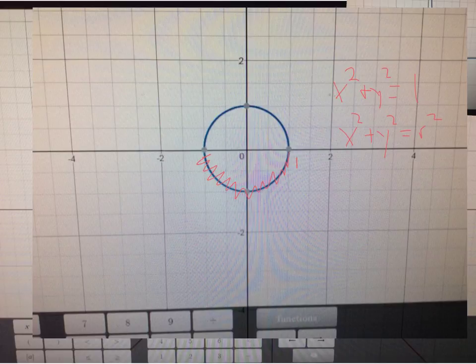And so when you're working with Maple, I think there is a way for you to restrict the range to y is greater than or equal to 0.